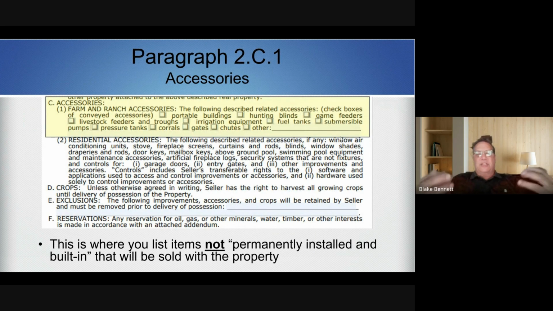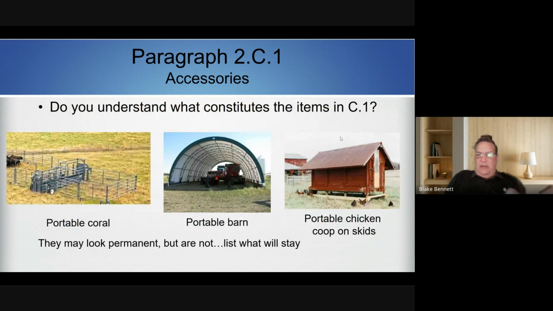Farm and ranch accessories. This is where you list items that are not permanently installed, but that will be sold with the property. So some things will stay. This gets even a little bit more gray. You can have cattle pens that look like they're permanently installed, but the ones on the left here, you can actually fold them up, hook them up to a pickup, and drive away with those cattle pens.